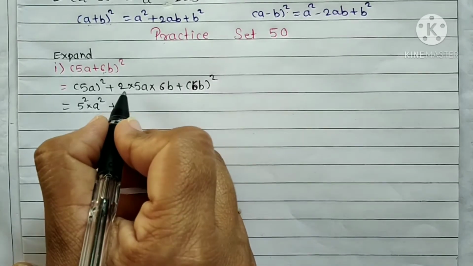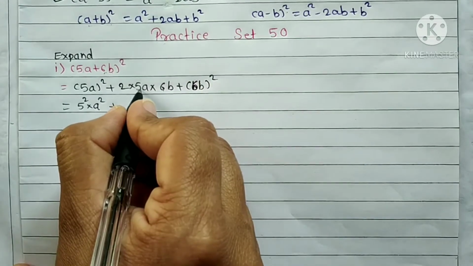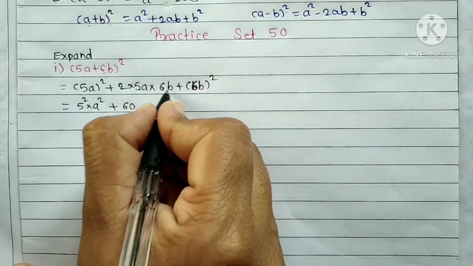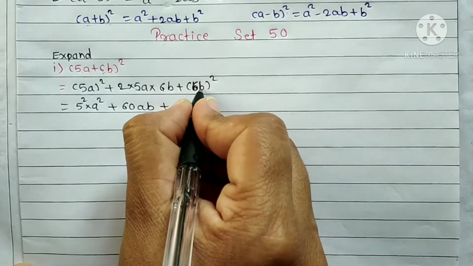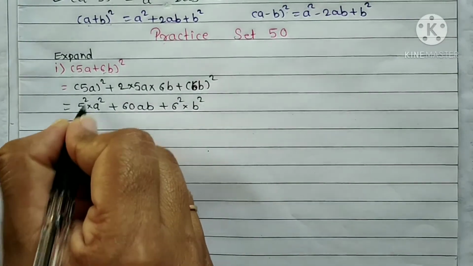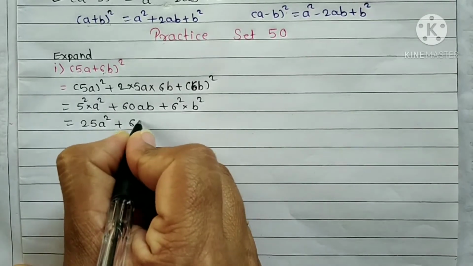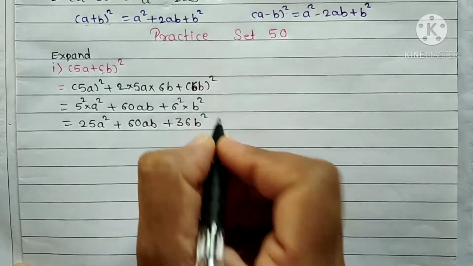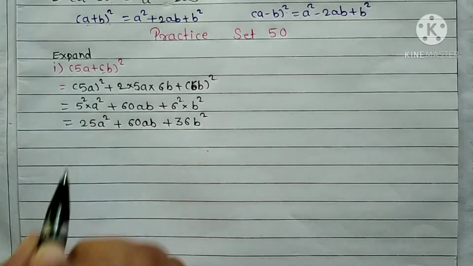Now here we write the multiplication of constants, that is 2 fives are 10, 10 sixes are 60, and 60 into the multiplication of variables, that is a into b is ab, plus (6b) whole square, that means 6 square into b square. 5 square is 25, so 25 a square, plus 60ab, plus 6 square is 36 b square. This is the expansion of (5a plus 6b) whole square. Now see the second example.